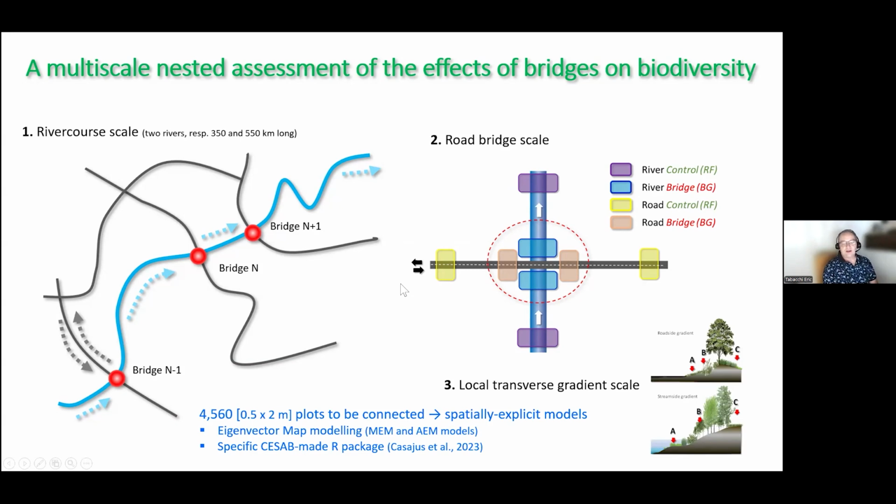To analyze the data set, among other techniques, we used especially spatially explicit models in order to define the respective part of oriented processes and non-oriented processes that could be involved, of course, in biodiversity dynamics.